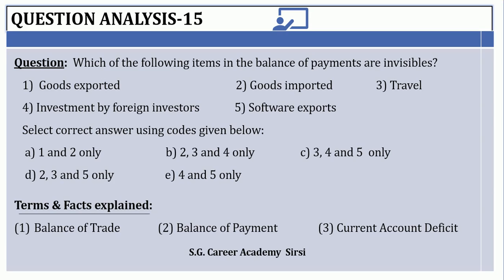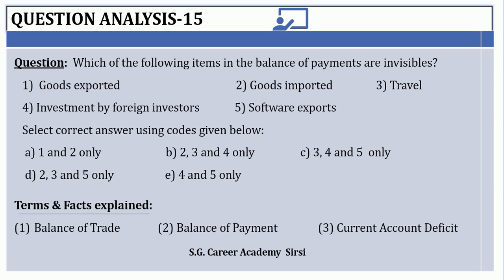Then the balance of trade. Balance of trade means the country's trade relationship in terms of imports and exports with the rest of the world, only for visible items. Invisible items do not come here. Therefore one should be very careful while defining the balance of trade. Balance of trade relates only to visible items of a particular nation with the rest of the world.